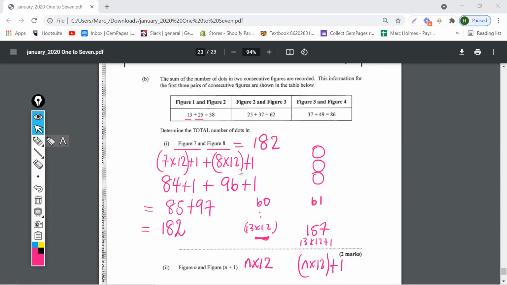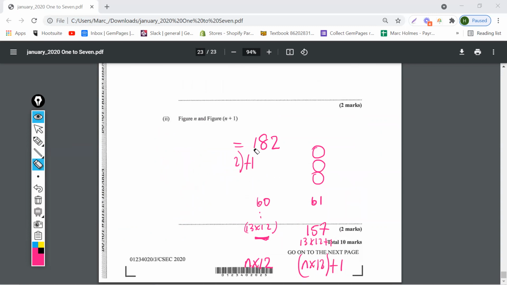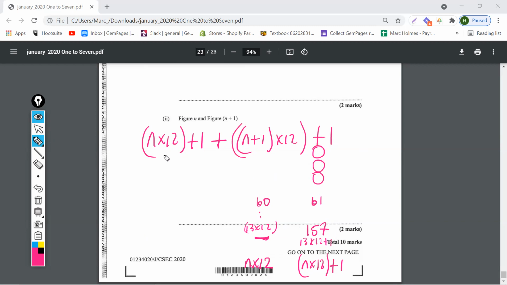And then the last one now says figure n and figure n plus 1. Cool. So this one is kind of unique now, guys, the figure n and figure n plus 1. But it's still really easy, guys, to find figure n and figure n plus 1 because figure n would be n times 12 plus 1, plus n plus 1 would be n plus 1 times 12 plus 1, right?